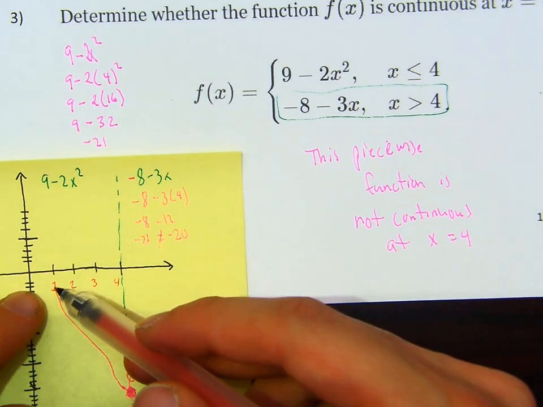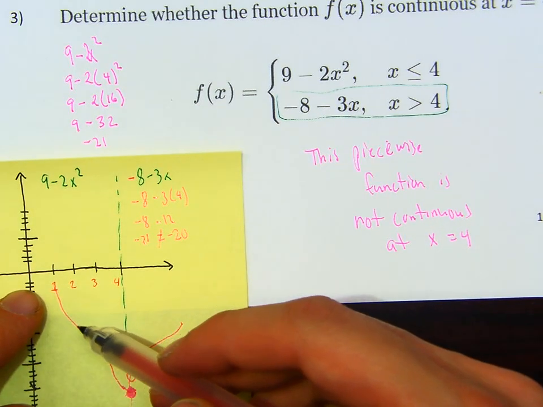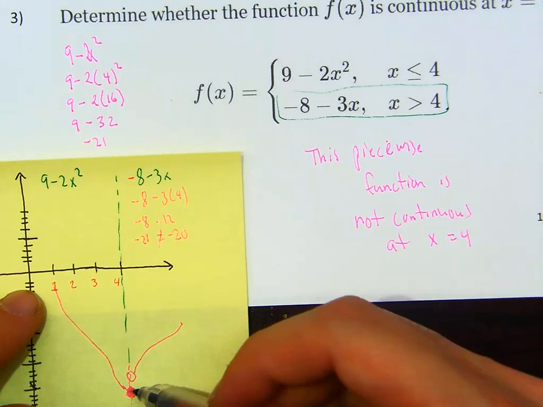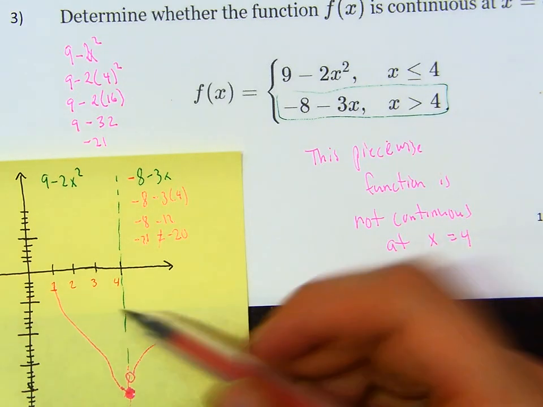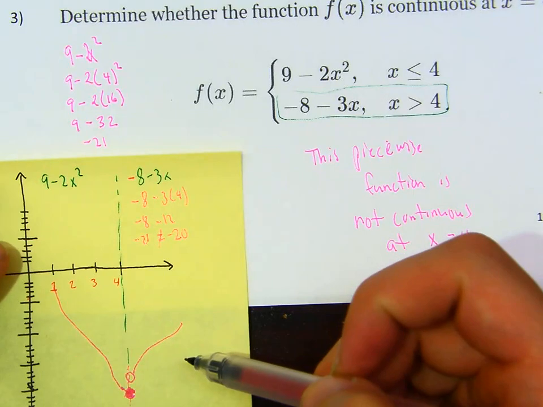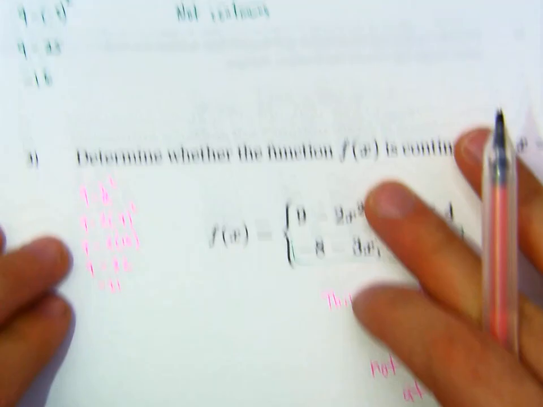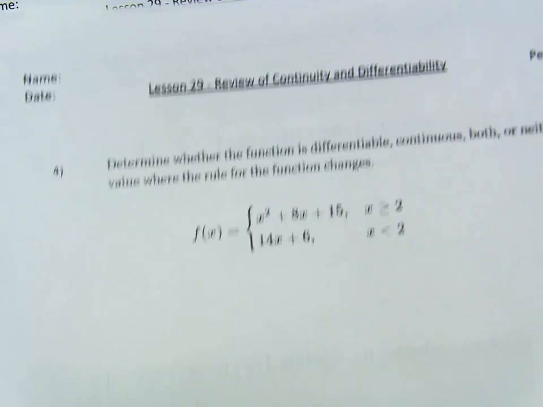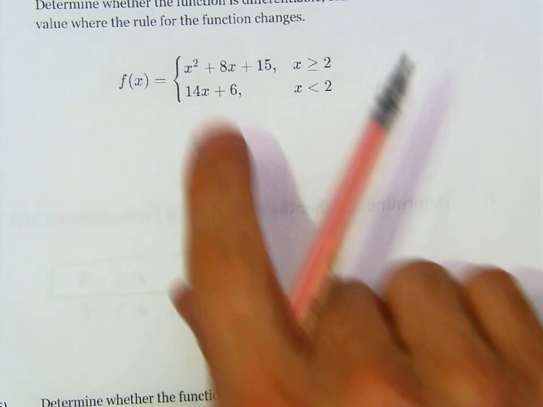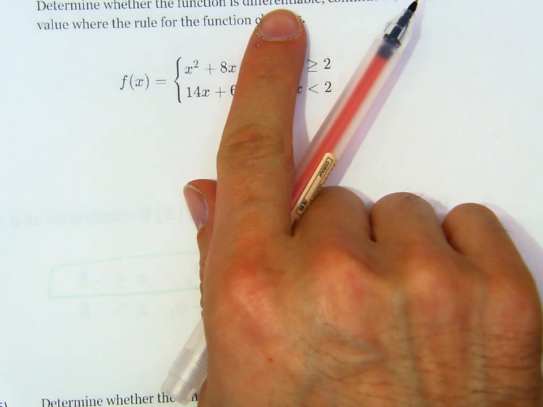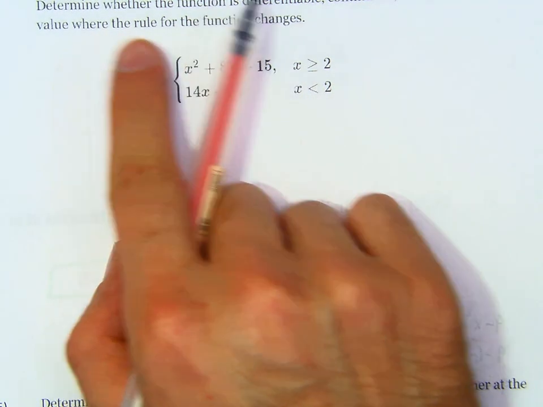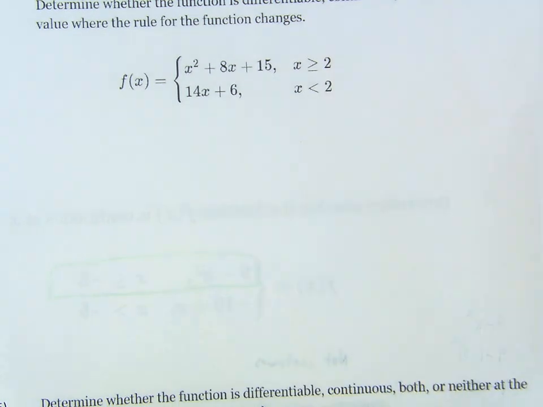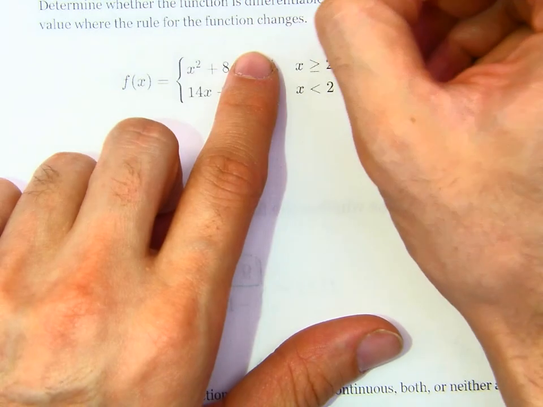It's continuous everywhere else. Like here it's continuous, continuous, continuous, not, and then it's still continuous from here, right? Because the limits exist and equal the point. Okay, great. So that's the idea of continuity. Let's look at the next part over here. Here it's saying determine whether the function is differentiable, continuous, both or neither at the value where the rule for the function changes. So here we're okay with this idea of continuity.